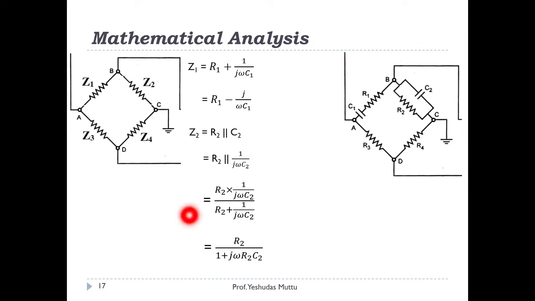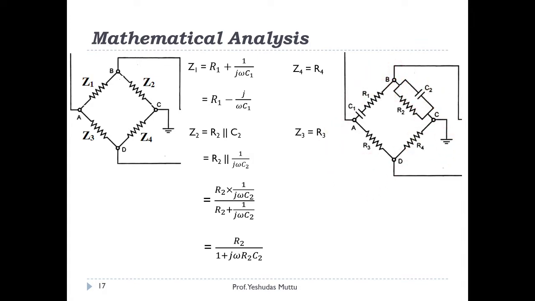So I'll get somewhat this way. Okay, you all can verify after solving. Now I have Z4, which will be same as R4. I have Z3, which will be same as R3. Okay, so I have got all four things for a Wien bridge.